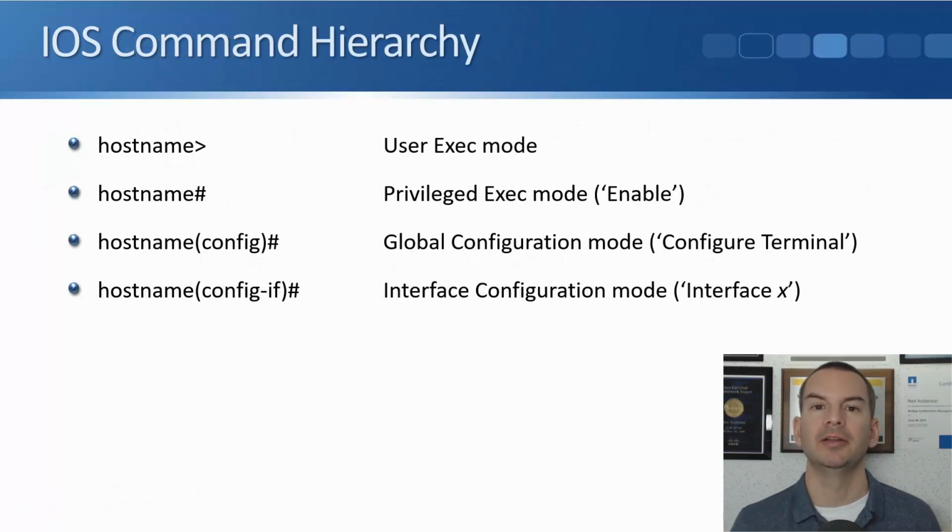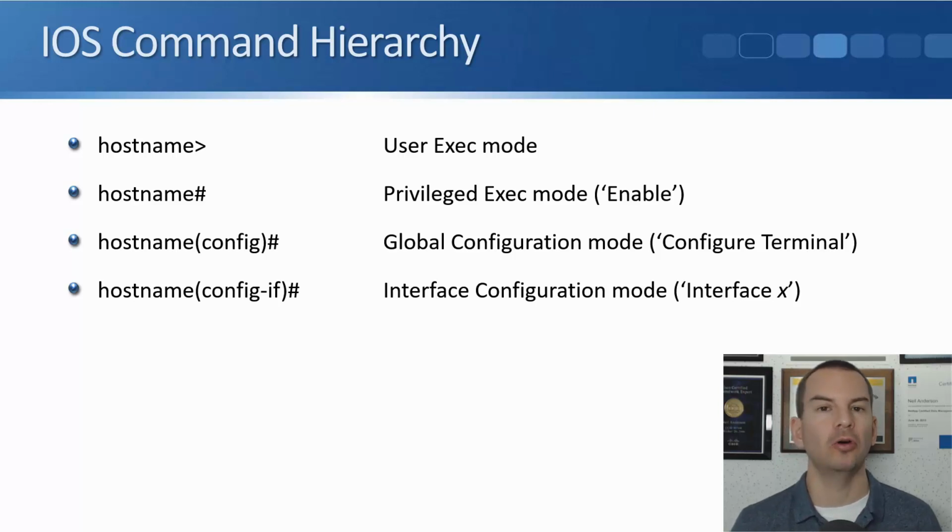First up, a quick reminder of the IOS command hierarchy. By default, when you first connect to a router or switch, you'll be at user exec mode. And this is a very limited level. There's very few commands that you run here. You can tell you're at user exec mode because the command prompt will show the host name of the router or switch and then a greater than symbol. So to really be able to do much on the router or switch, you need to escalate your privilege level. You do that with the enable command, and that will get you into privileged exec mode.